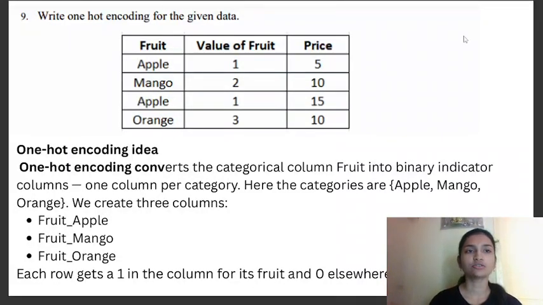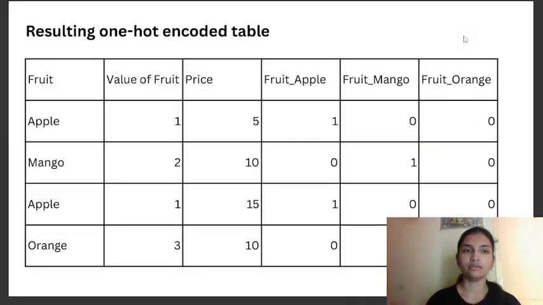Okay, now we will discuss question 9. Write one hot encoding for the given data. One hot encoding idea: one hot encoding converts the categorical column fruit into binary indicator columns. Okay, one column per category. Here the categories are apple, mango, and orange. We create three columns: fruit apple, fruit mango, fruit orange. Each row gets a 1 in the column for its fruit and 0 elsewhere. Result: one hot encoding table.